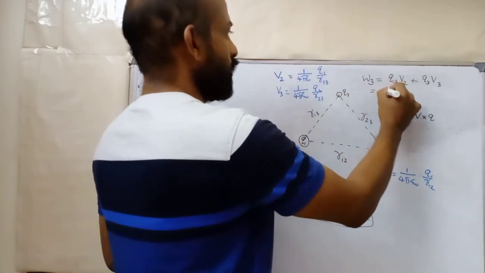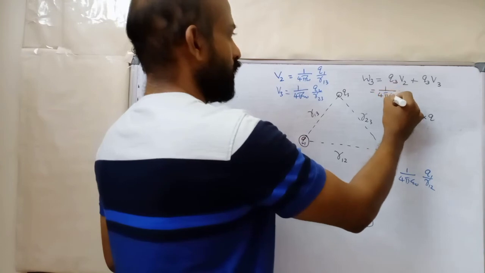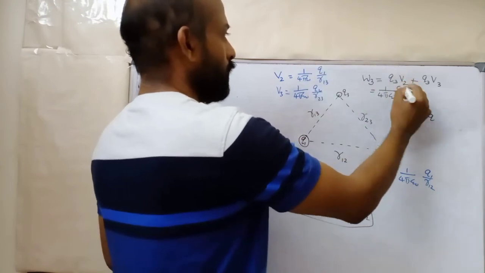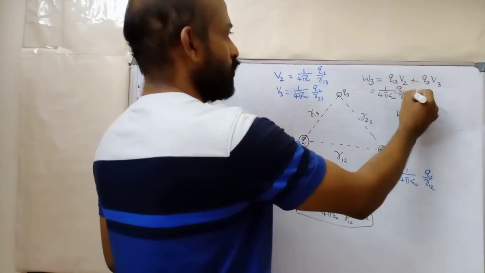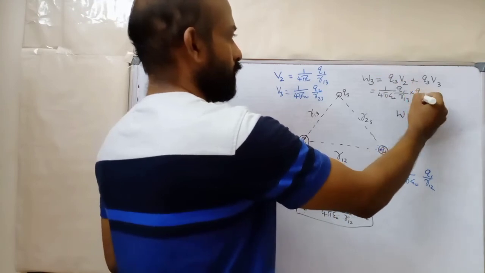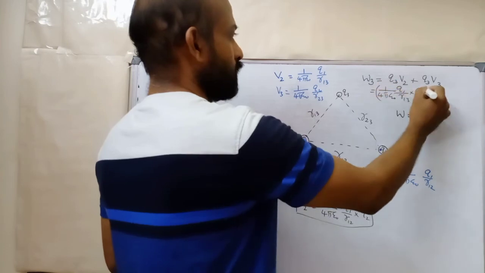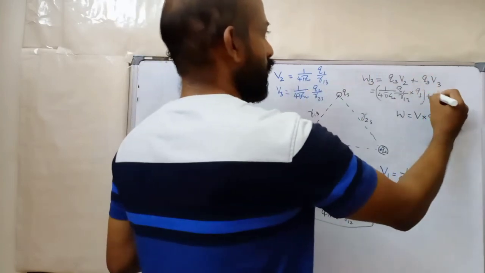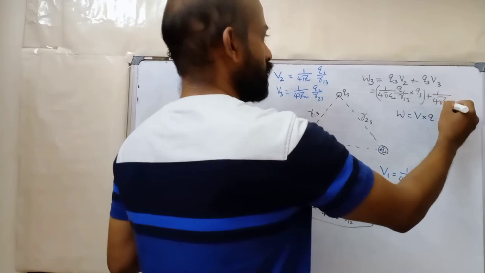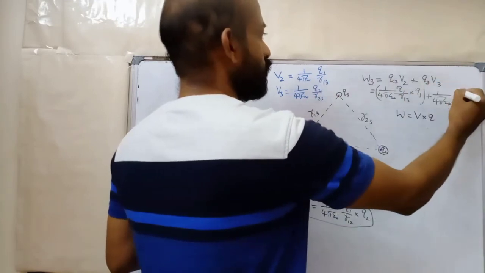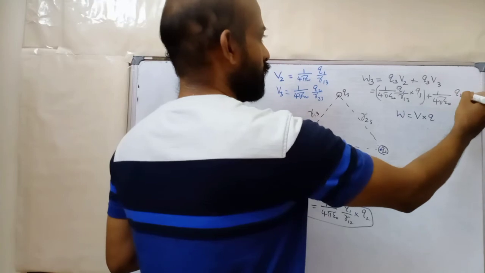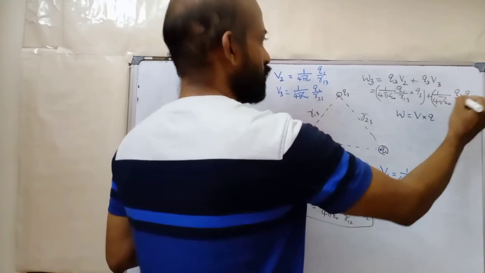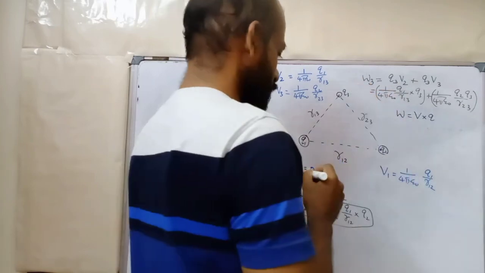So we need to multiply Q3 into V2. It is equal to 1 by 4 pi epsilon 0, V2 into Q3, which is Q1 by R13 into Q3. Plus, this is the first term. Now Q3 into V3, I need to multiply by Q3. So it is equal to 1 by 4 pi epsilon 0 Q2 Q3 divided by R23. So this is the work done, W3.